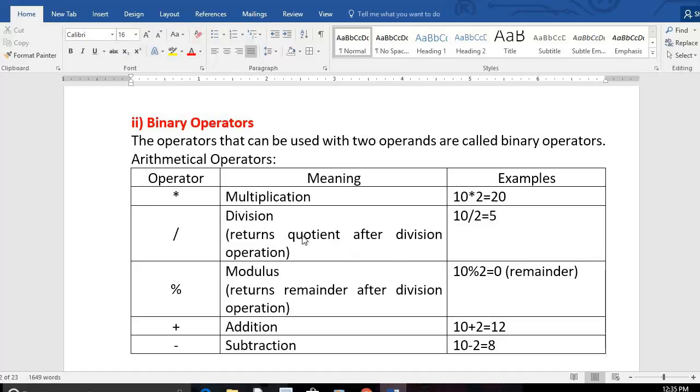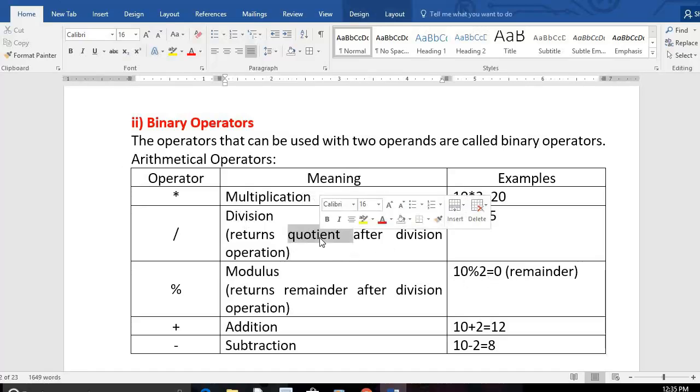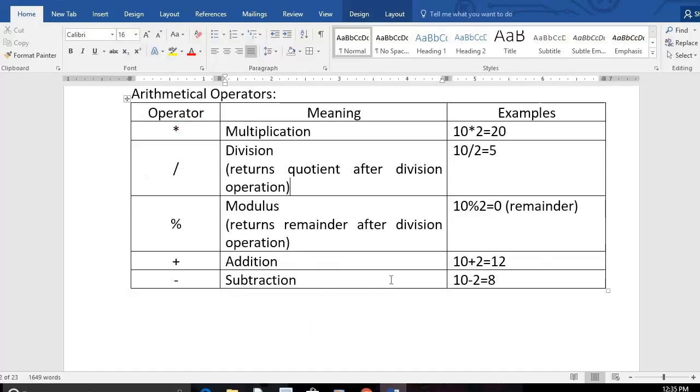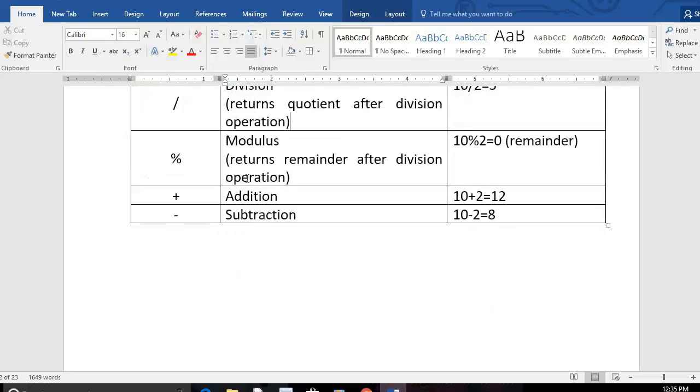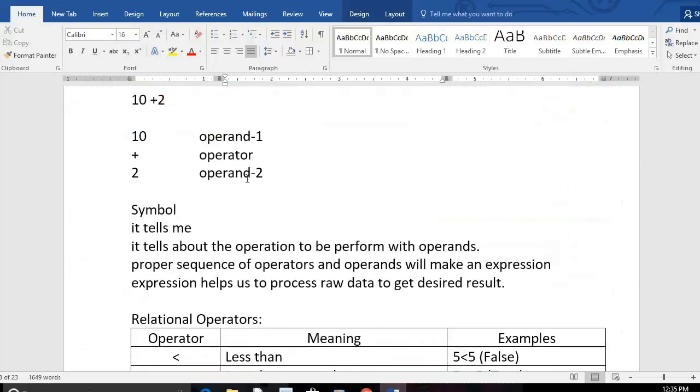Division will give us the quotient. It gives the quotient after the division operation. 2 5s are 10, so 5 is the quotient and the remainder is 0. Modulus returns the remainder after the division operation. 2 5s are 10, 5 is the quotient, 0 is the remainder. 10 plus 2 is 12, 10 minus 2 is 8. These are binary operators. Okay.